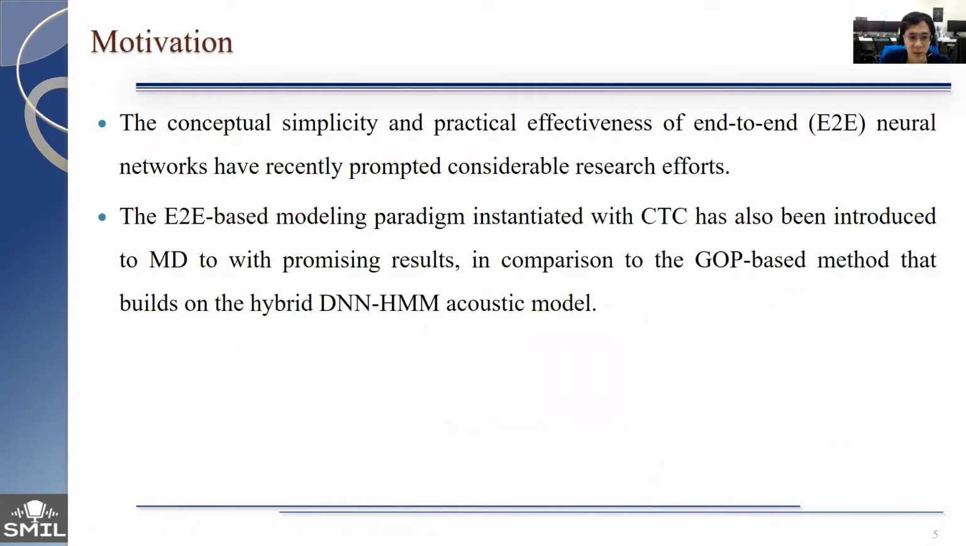Here are some motivations for our paper. First, the conceptual simplicity and the practical effectiveness of an end-to-end manner have recently attracted considerable research efforts. Hence, conventional ASR architecture can be replaced with an integrated end-to-end modeling framework. Second, the end-to-end based CTC model has also been introduced to MD with promising results, in comparison to the GOP-based method that builds on the hybrid DNN-HMM acoustic model.